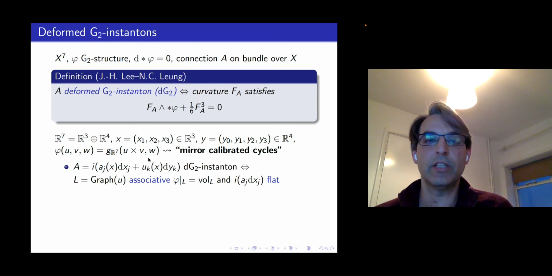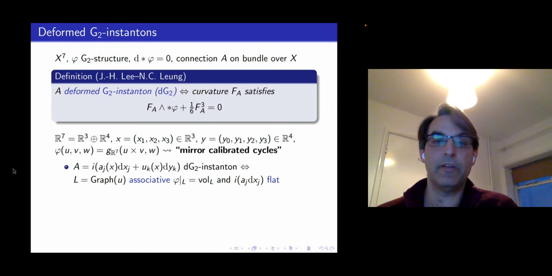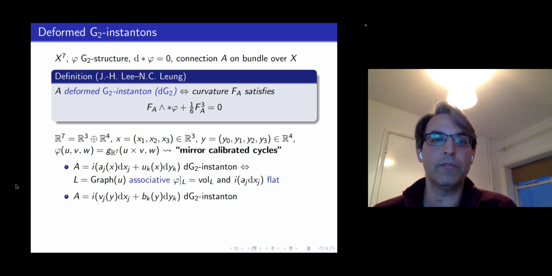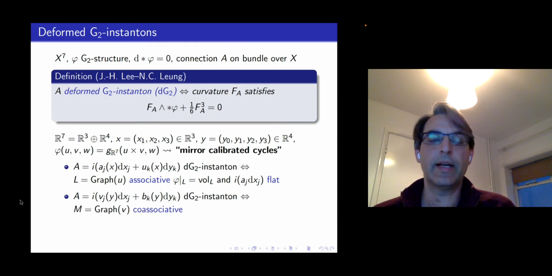And this gives a good motivation for the definition of DG2 instanton, because one might hope to study such things and potentially count them. Now that's what happens if you assume the coefficients only depend on x. What if, instead, they only depend on y? So the same thing, but now I only let the coefficients depend on y. Well, then I can now have a look at the graph of V.